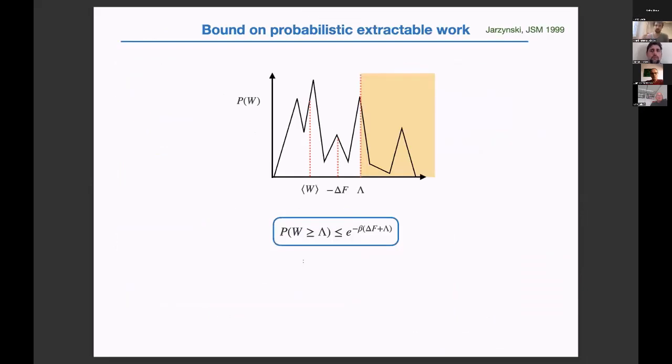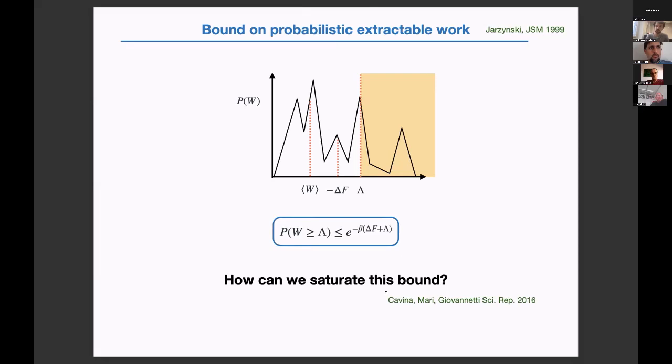So as I was saying, what this inequality tells us is that if we want to extract work beyond the change of free energy, say beyond some parameter lambda, now this is exponentially suppressed. Of course, for macroscopic systems, this is negligible, but this is not the case for mesoscopic or quantum systems. So it's interesting to see what are the limits, and in particular, how to saturate this bound.